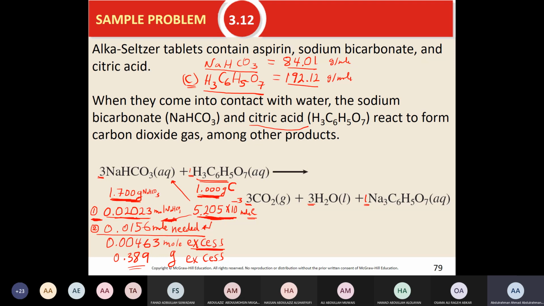I multiplied this number, 5.25, by 3. Why did I multiply it by 3? The number of moles, because it's 3 to 1. So what I need is 0.0156 mole needed from sodium bicarbonate.